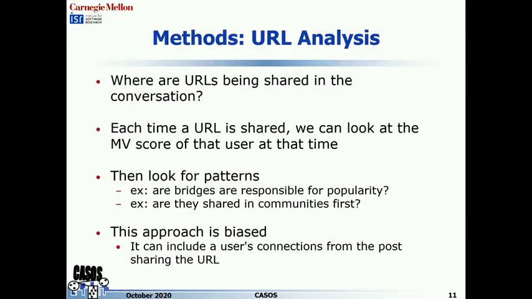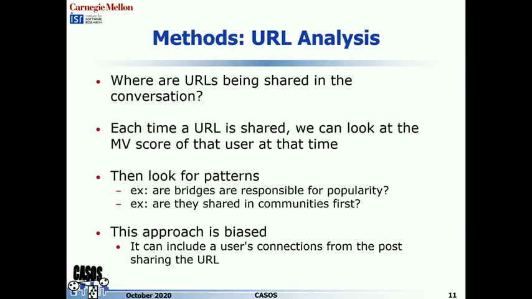Now let's do the same analysis, but for the URLs. So which URLs are being shared in the conversation? Which URL is more important? The way we look at this is that every time a URL is shared, we will look at the modularity vitality score of that user at that time, for that instance, for that day, right? And we will look for the patterns.